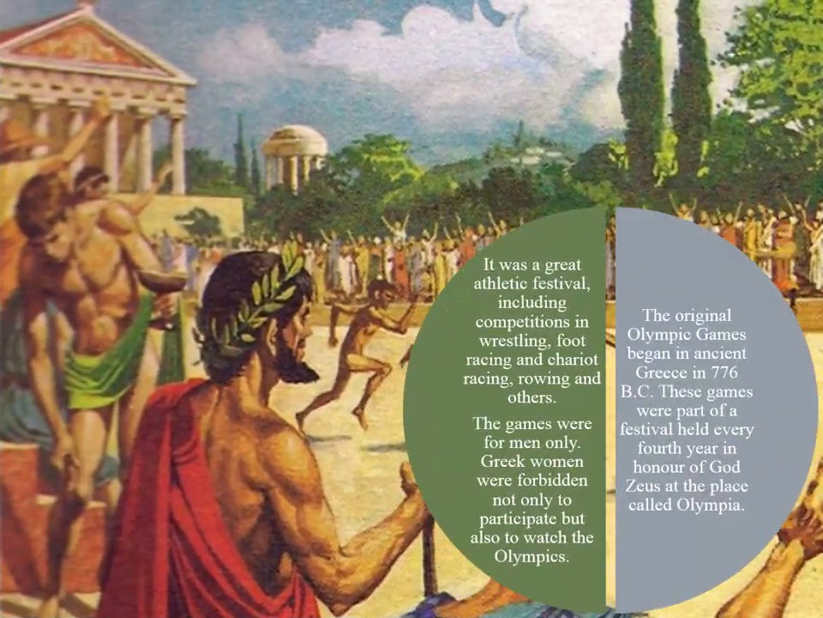The original Olympic Games began in ancient Greece in 776 BC. These games were part of a festival held every 4th year in honor of the god Zeus at the place called Olympia. It was a great athletic festival, including competitions in wrestling, foot racing and chariot racing, rowing and others. The games were for men only. Greek women were forbidden not only to participate but also to watch the Olympics.